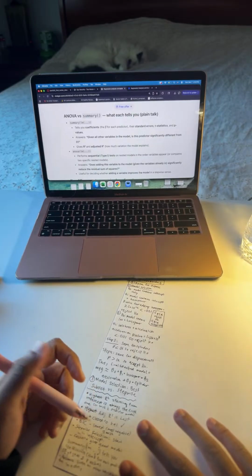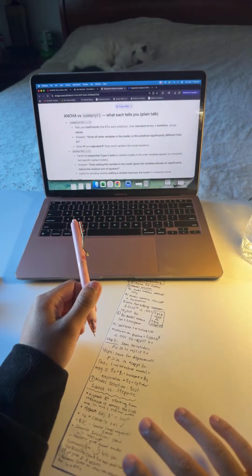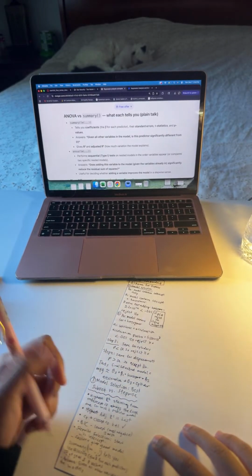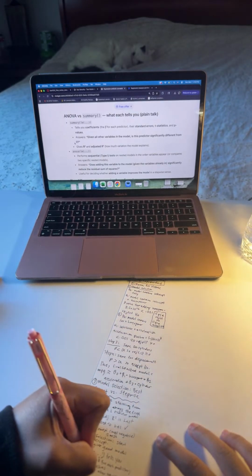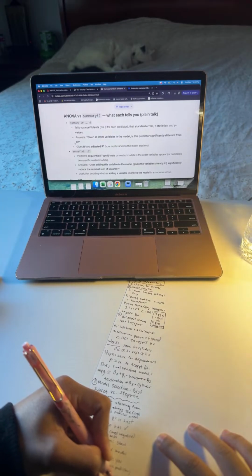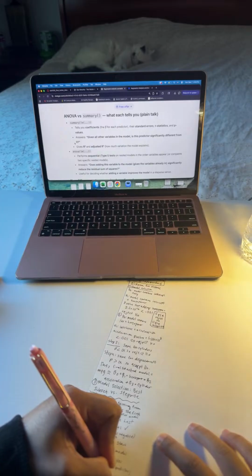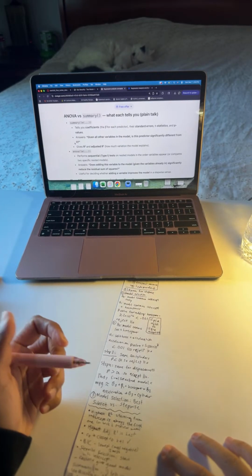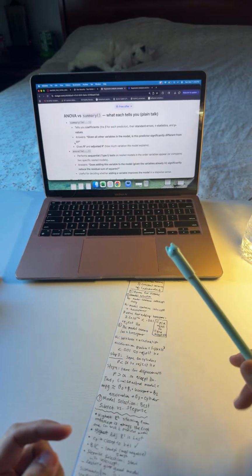I love your cat. Thank you. His name's Yuki. He's stretching right now. You can hear him. Look at this cat pen.